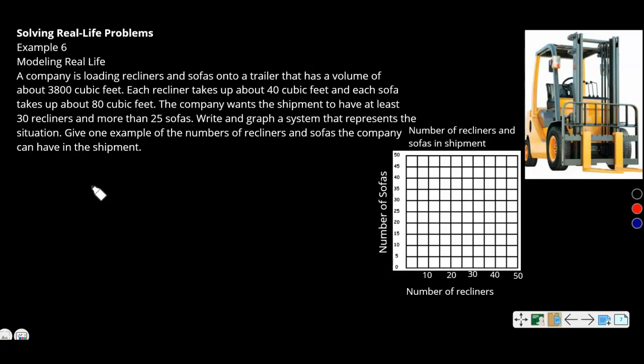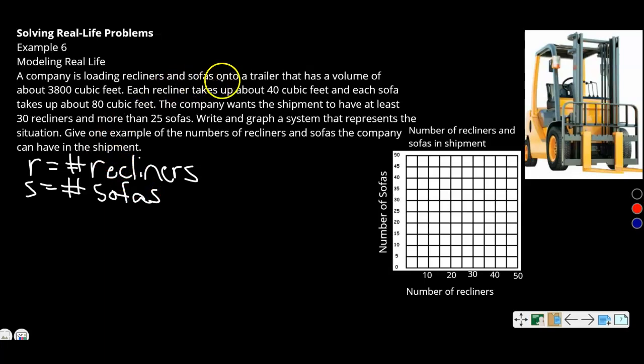All right, so the first thing we need to do is notice that we are loading recliners and sofas. Let's define our two variables. Let R equal the number of recliners and let S equal the number of sofas. All right, so it says write and graph a system. It says we have a trailer that has a volume of 3,800 cubic feet. That means we're going to have less than that or it's not going to fit on the trailer. So we're going to have 3,800 or less cubic feet so that the recliners and sofas fit on the trailer.